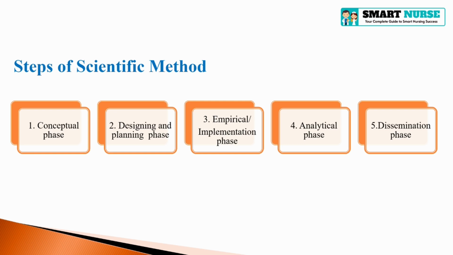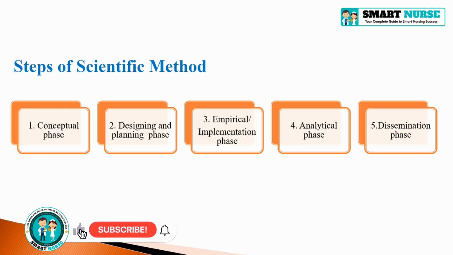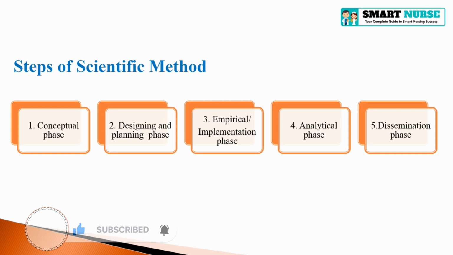And next come to the steps of the scientific method. In that, 5 steps are there: the conceptual phase, designing and planning phase, empirical implementation phase, analytical phase, and dissemination phase. So these are all the phases through which you are going to do the scientific method. Same as the nursing process, you are going to do some steps in the scientific method also.